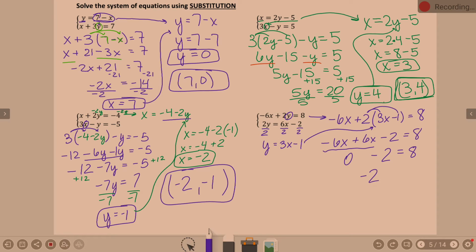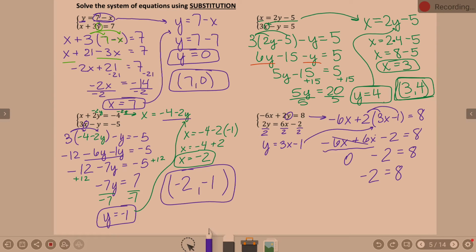Well, what is 0 minus 2? Negative 2. Equals 8. Divided by what? So what's the problem? There's no x or y equals. You can't solve it. So right here, there's no answer.